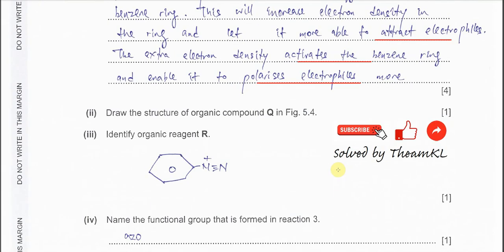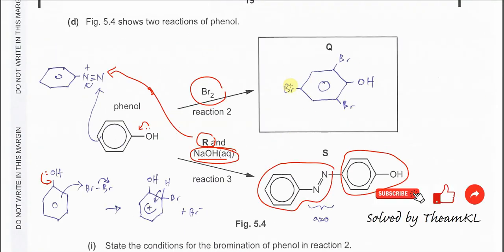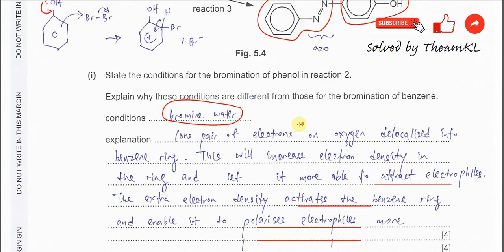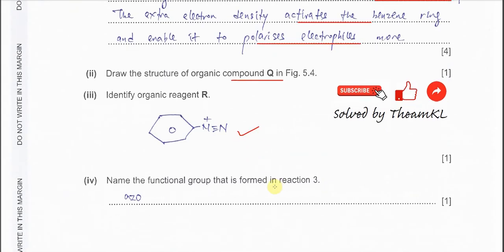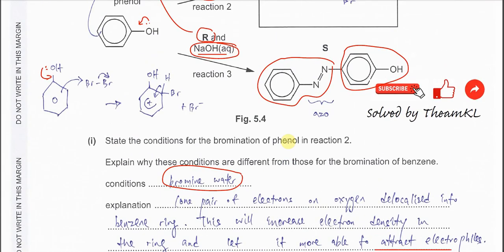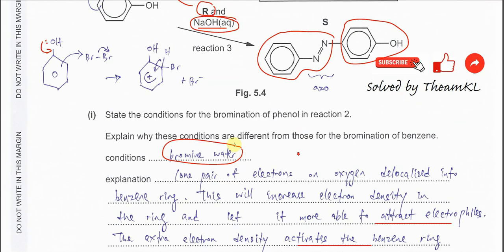Okay, part 2, draw the structure of the organic compound Q in Figure 5.4. So this one I already told you is 2,4,6-tribromophenol after reaction 2. And identify organic reagent R. I already told you just now. R is benzene diazonium ion. Okay, you just draw this. Name the functional group in reaction 3. So the functional group is, okay, this one, the azo. This is the azo link.